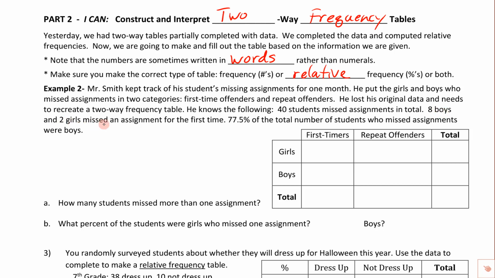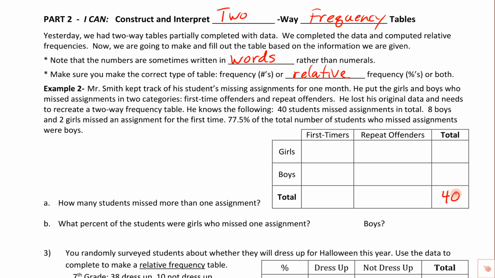8 boys and 2 girls missed an assignment for the first time. So there weren't very many boys or girls that missed for the first time, so he could remember that. And then this number stuck in his head. This is a weird one. 77.5% of the total number of students who missed assignments were boys. Let's think about that. Okay, let's put the information that we know for sure. It says 40 students missed assignments in total. So that means that's the table total.